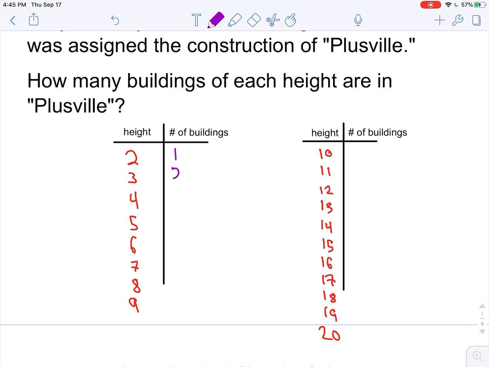That's 2 because that's 1 plus 1. There should be 2 buildings that are 3 centimeters tall: 2 plus 1 and 1 plus 2. And then there's going to be 3 buildings that are 4 centimeters tall: 1 plus 3, 2 plus 2, 3 plus 1. Then there's 4 buildings that are 5 centimeters tall. Think about it: 1 plus 4, 2 plus 3, 3 plus 2, and 4 plus 1.